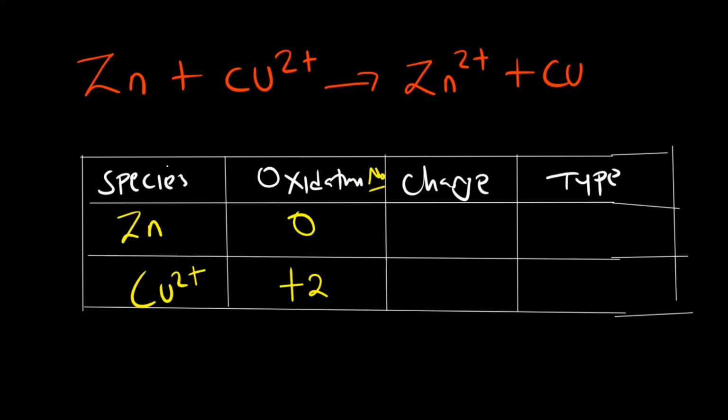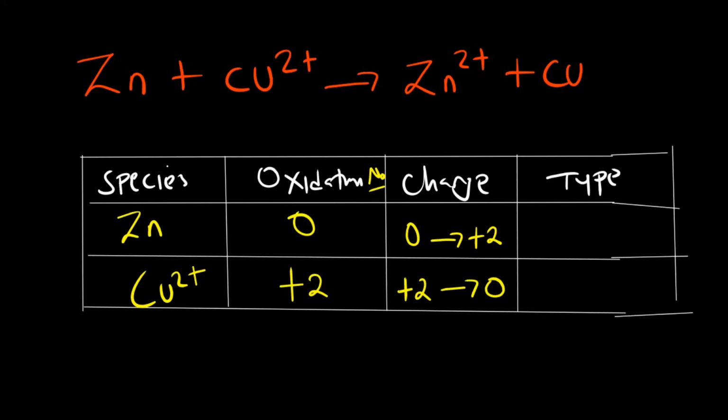Then it has changed from what? It is 0, then it went to 2. So that's a change there. So it moved from 0 to 2 plus, or plus 2. Then if you look at copper, it moved from 2 plus, or plus 2, and it went to an oxidation number of 0.